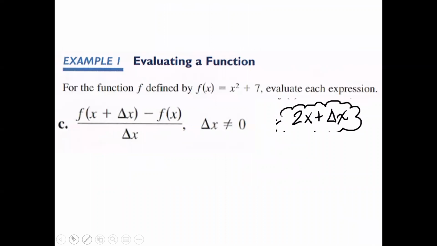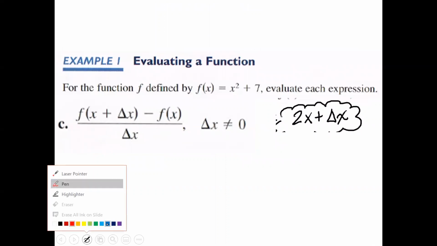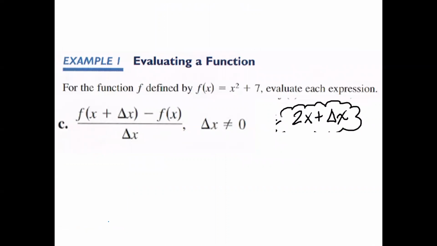Okay, example 1C. This one's a little bit more complicated, so hopefully I'll do a good job explaining it. For C, you have this crazy looking thing. The first thing we're going to do is break down this first function. So f of x plus delta x: anytime you see an x here, you're going to replace it with x plus delta x. So I have x plus delta x squared plus 7.